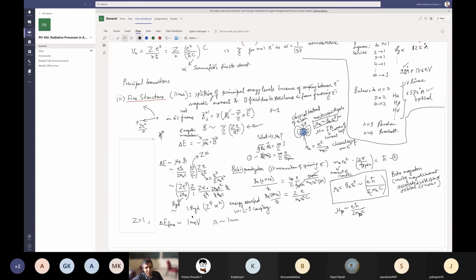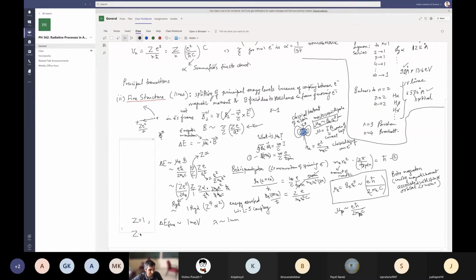Right. So 10 eV is like UV, and this is 10,000 times smaller than that. So 1000 angstrom times 10,000 is 1 millimeter. 1000 angstrom is like 10 to the minus 7 meters, times 10 to the 4. So this is in the millimeter range.